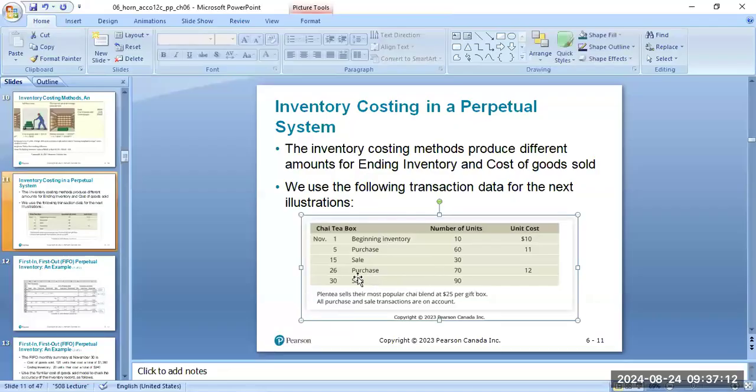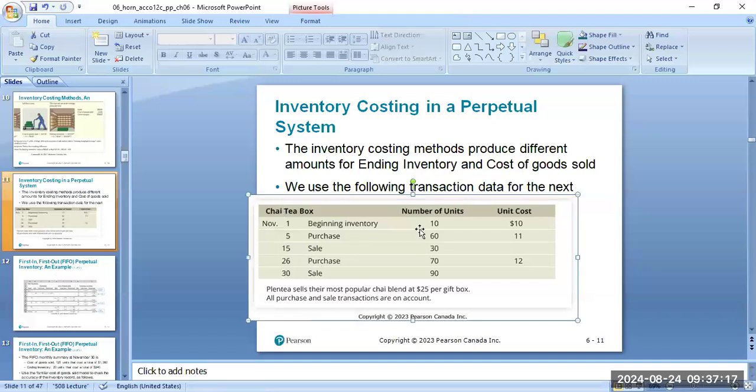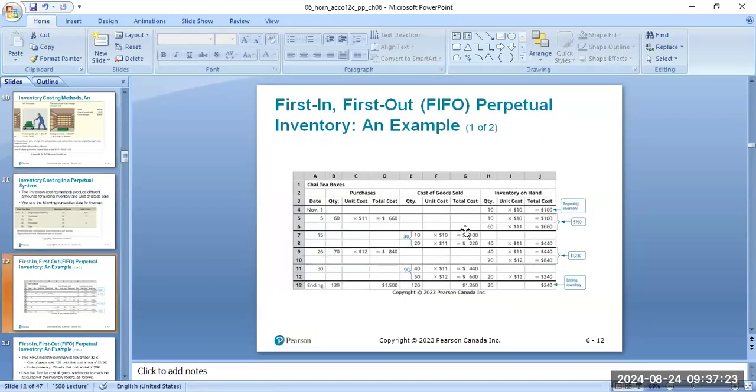They try to make it a little bit complicated. That's why I went to the Excel spreadsheet, but let's see the slides. So again, we have that information that we're working with. Beginning inventory plus the purchases, minus sales. First in, first out.